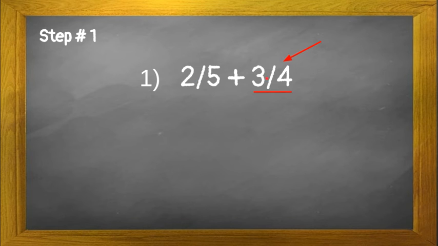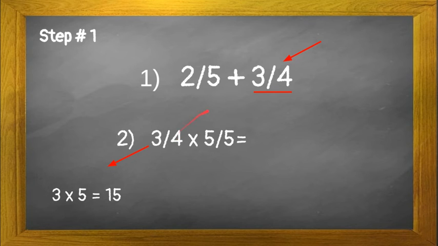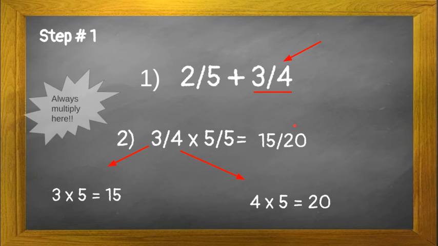Step 1 again, but this time we're going to be working with 3/4 instead of 2/5. So basically what you do again here is you multiply 3/4 by the denominator of 2/5. This is how it might look, 3/4. And then you multiply it by 5/5. We take the 5 and put it in the denominator and the numerator. We did 3 times 5, which is 15. 4 times 5, which is 20. 15 is the numerator, 20 is the denominator. And the answer is 15/20. Always multiply here. It's just a math rule.